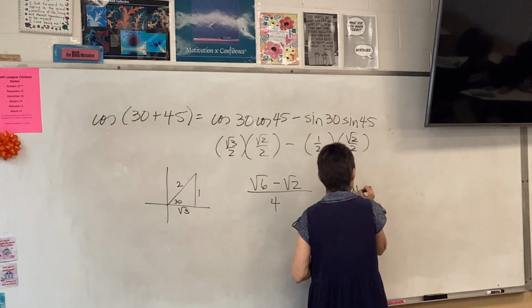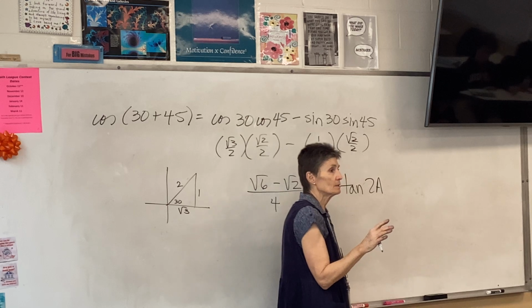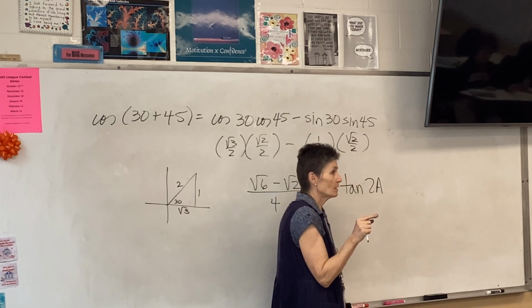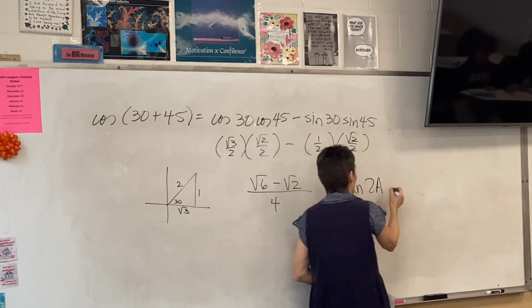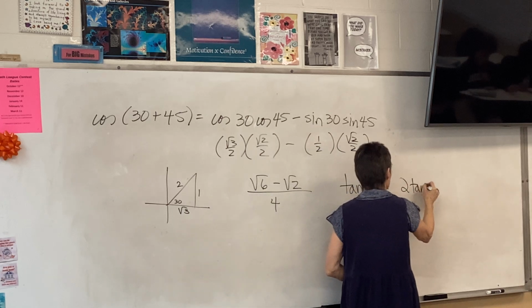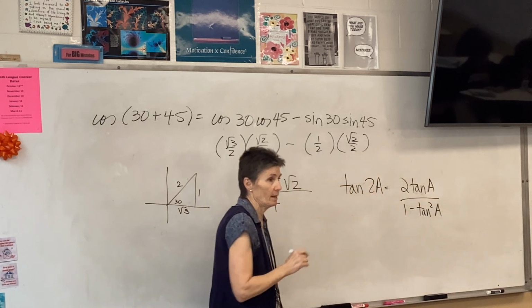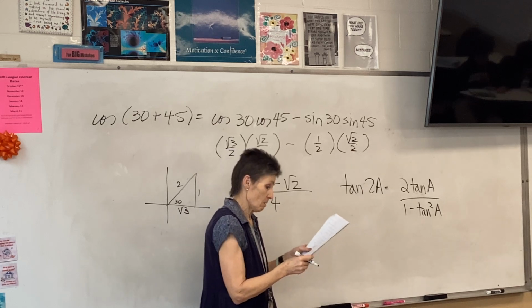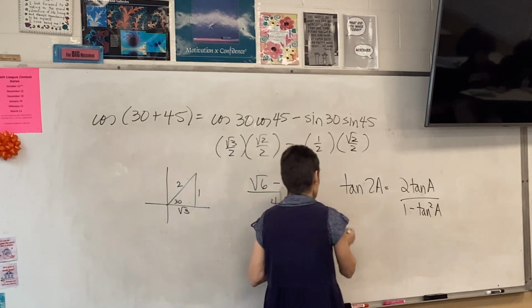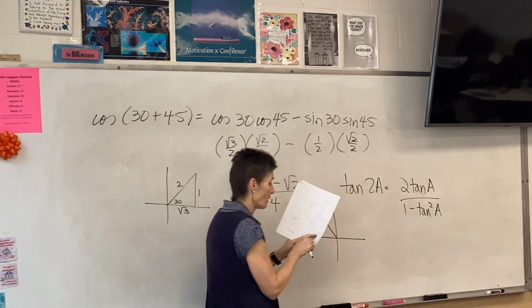Find the tangent of 2A. Stop right there. Look at your paper. What is the formula for the tangent of 2A? 2 tan over 1 minus tan squared. That's it. That's our formula. Now, if cos equals 3 over 5, I am in quadrant 2. It tells me right there on the paper.